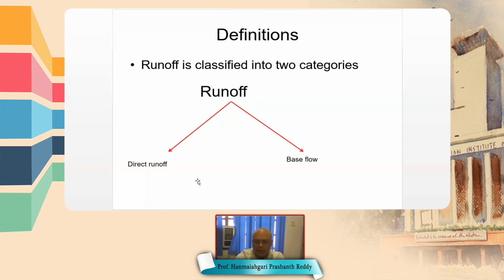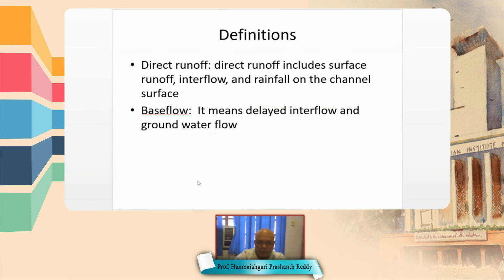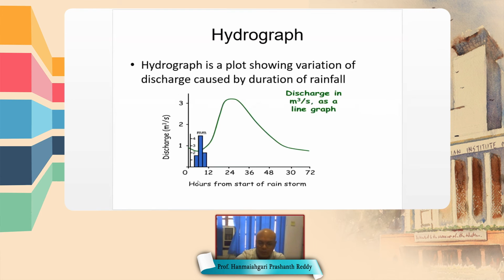So next, this runoff. It is direct runoff and base flow. So runoff is classified as direct runoff and base flow. Direct runoff is that which immediately comes to the outlet, whereas base flow takes a very long time. Direct runoff includes surface runoff, interflow, and rainfall on the channel surface, whereas base flow means delayed interflow and groundwater flow.